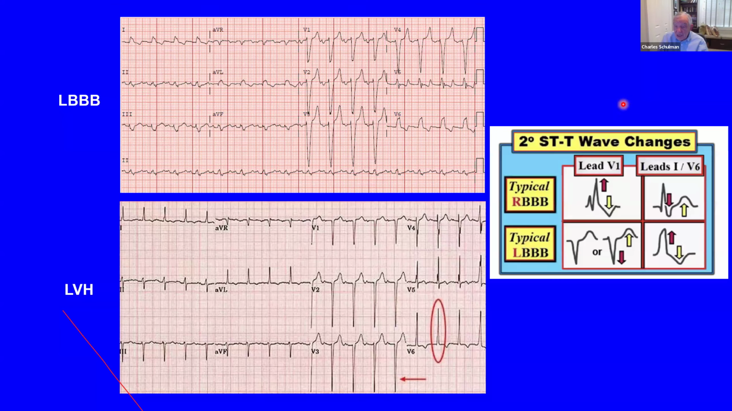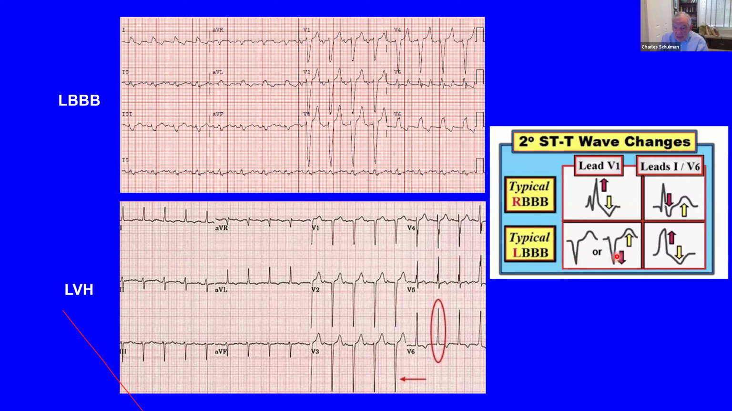And this leads us to the concept of secondary ST and T wave changes, repolarization changes in the presence of abnormal depolarization. And so what you look for to show that the expected secondary changes are that the STT changes are in a direction opposite of the major QRS abnormality. So here we have two examples of left bundle and LVH, where the major QRS deflection is down.